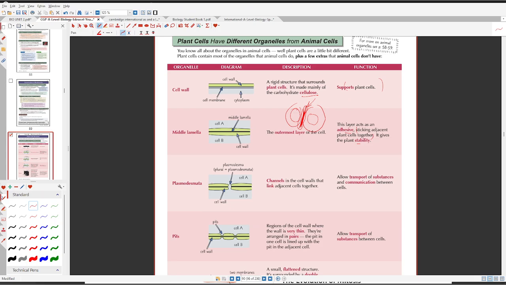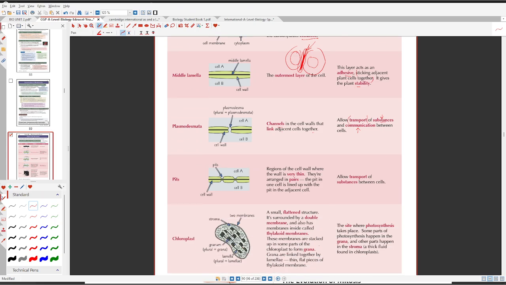Now, your plasmodesmata is a channel through each of those, the cell wall and the middle lamella. It's a hole that goes through and links the two adjacent cells together. And that, of course, allows the transport of substances. It's not just transport of substances, but it also allows communication between the cells. Communication between the cells is actually really important.